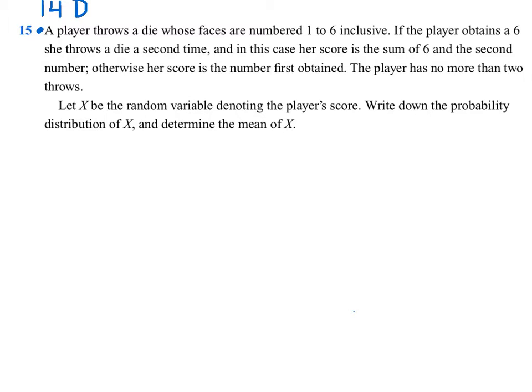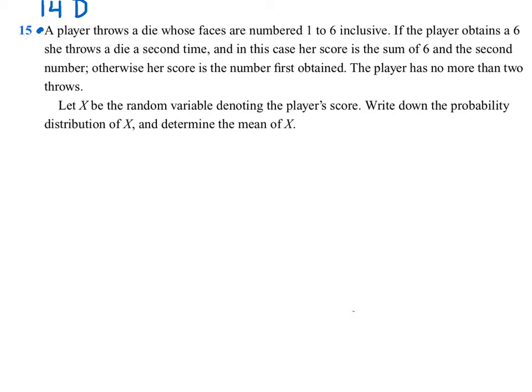What's happening is the player is going to get a score, and the score will be different depending on what the first number is. If the player throws a number 1 or a 2 or 3 or a 4 or a 5, that's her score. If she throws a 6, she then throws the dice a second time, and then she will get another 1 or 2 or 3 or 4 or 5 or 6, and her score then will be 7 or 8 or 9 or 10 or 11 or 12.